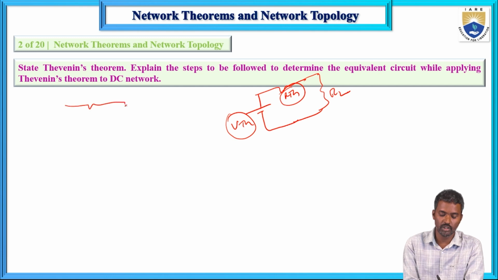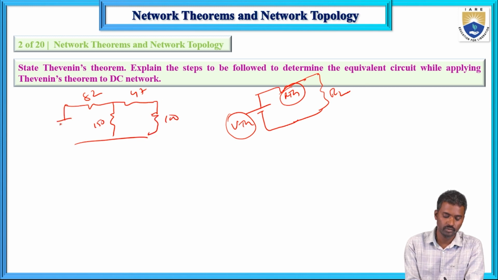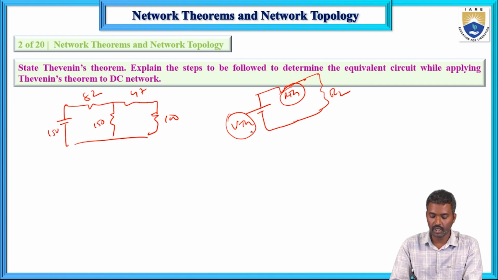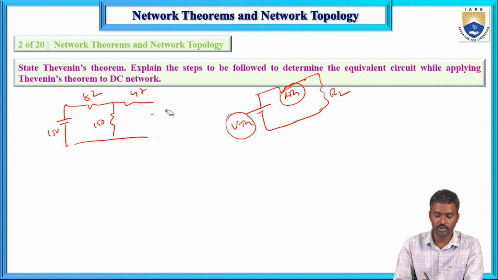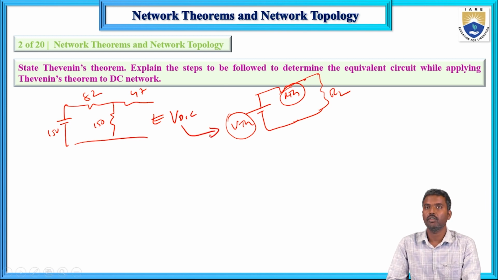Suppose the same circuit I am taking here. Now 82, 47, and this is 150, and this one is 100, and 15 volts. To calculate this, first remove the load resistance from the given circuit. Find V equivalent, and calculate this open circuit voltage, and this open circuit voltage is known as the Thevenin's voltage.